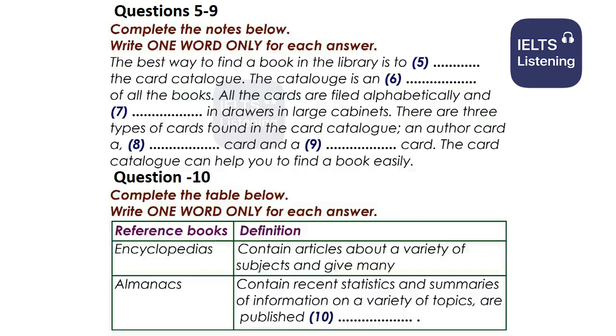It may contain many different kinds of maps. The maps in an atlas are often arranged alphabetically by country or continent. Almanacs are also a type of reference books.